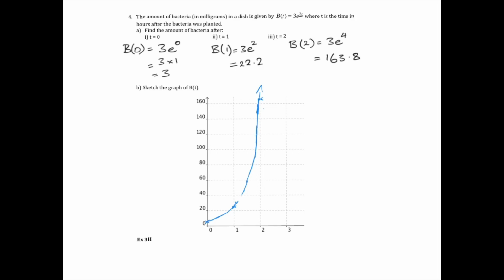So our exponential function looks something like that. So that there is B equals 3e to the 2t. And notice we should probably label our axes, so this is t and this would be B. So that's the graph there.